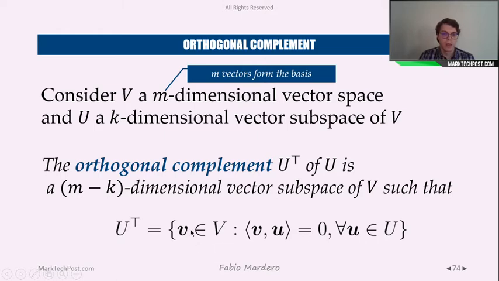So every vector that lies on the orthogonal complement of U is orthogonal, here we express the orthogonality using the inner product, to each of the vectors that lie on the subspace U. So we consider V our macro vector space. We take U, a particular subspace, and every vector that is perpendicular, that is orthogonal to U, lies on the orthogonal complement of U.